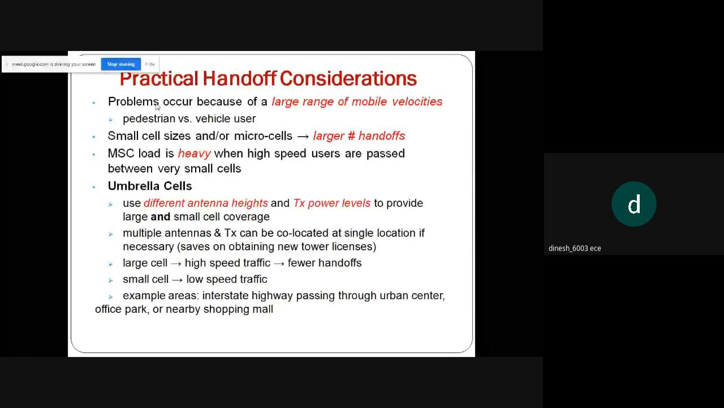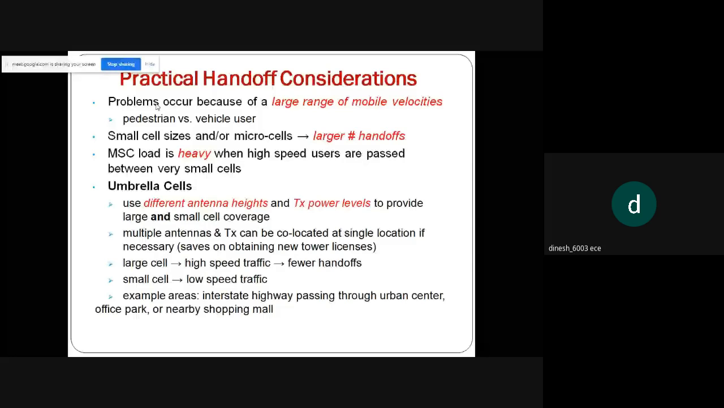As I said, three types of people are moving from point A to point B. One person with higher speed, another person with lower speed, another person with average speed. So when the person is moving with a higher speed, the mobile will switch on to a larger cell where high-speed traffic and fewer handoffs are addressed. When the average and the lower speed person is moving from point A to point B, it will switch on to the smaller cell concepts with the low speed traffic.